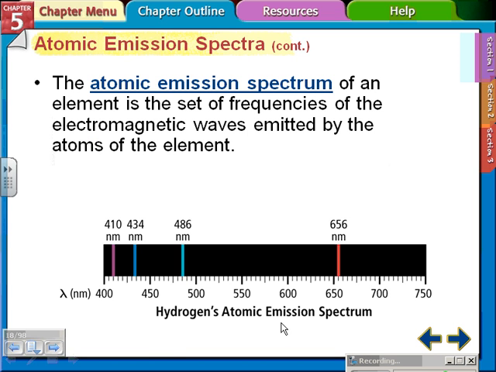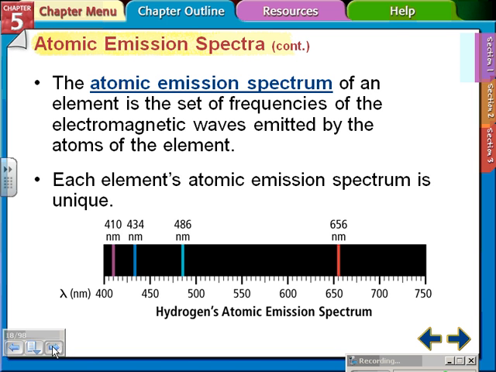Okay, so this is hydrogen's atomic emission spectrum, also known as the bright line emission spectrum, and different wavelengths correspond to various colors. The longer wavelengths are down here, the reds, the oranges. Over here we have the blues, the indigos, violets. These are the shorter wavelengths. Remember, this is the symbol for wavelength right here. Nanometers is what it's measured in because it's very small. A nanometer is 10 to the negative 9 meters. And like I said before, each element's atomic emission spectrum is unique. So it's like a fingerprint used as a way to identify various elements.